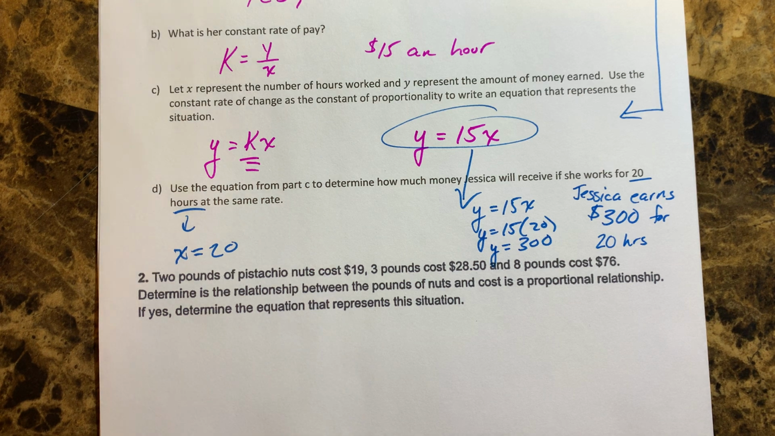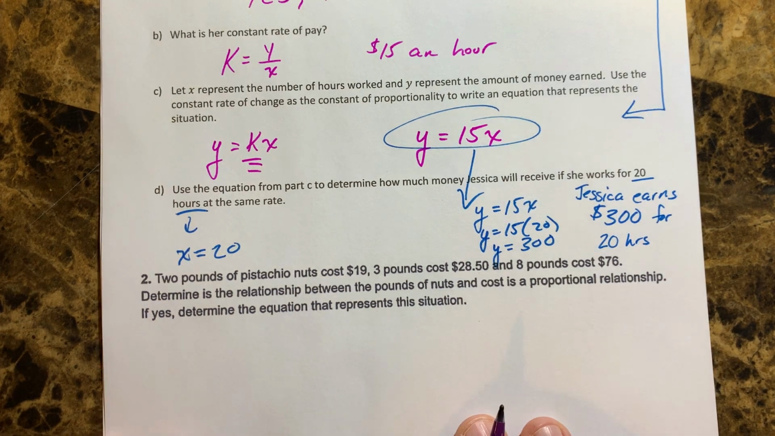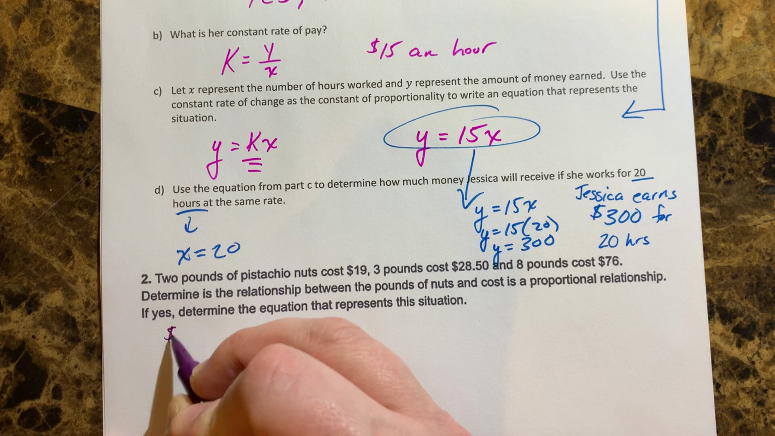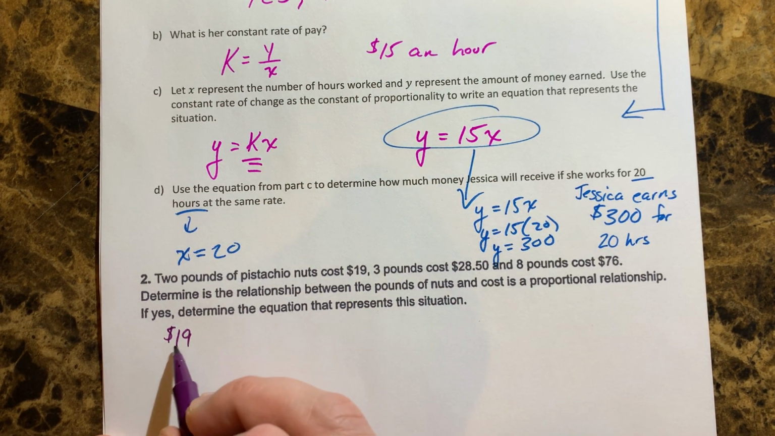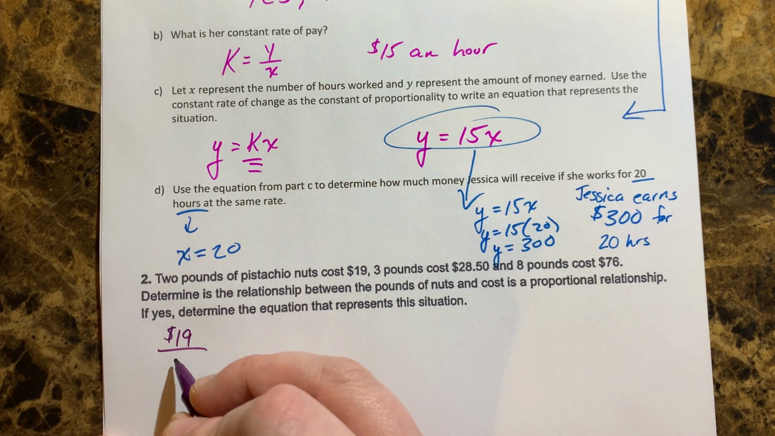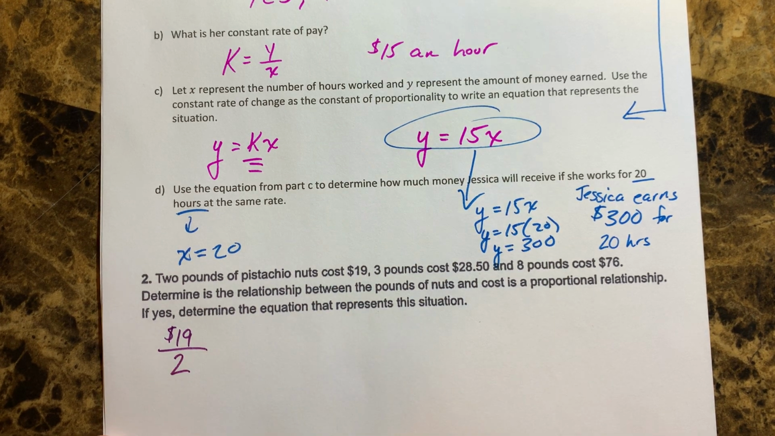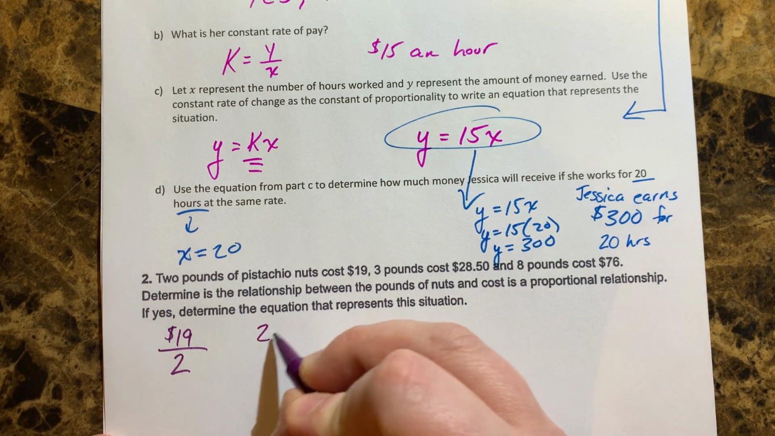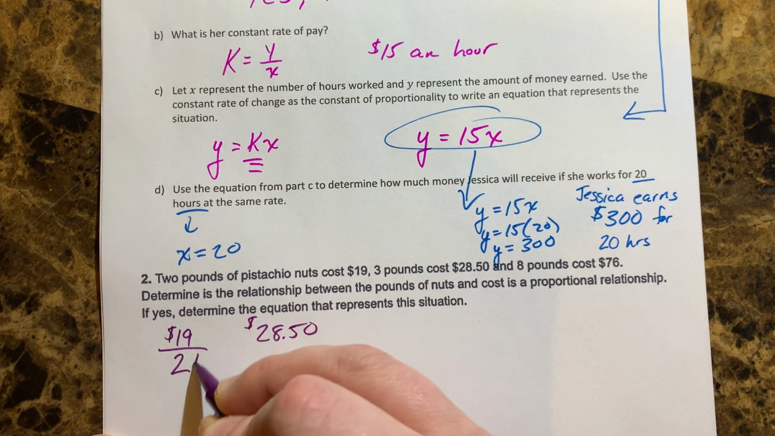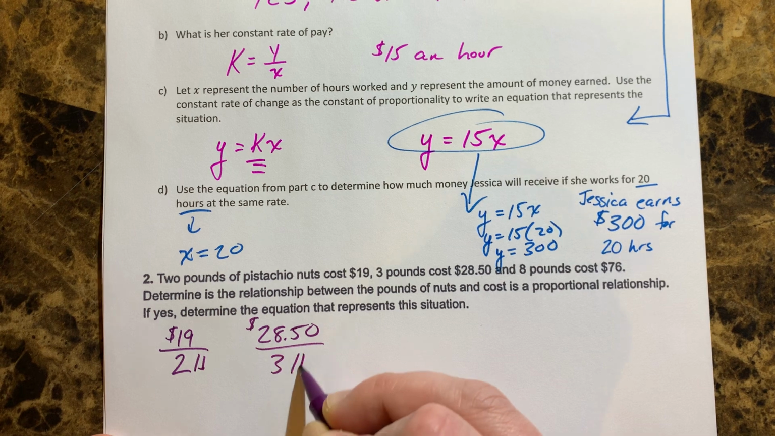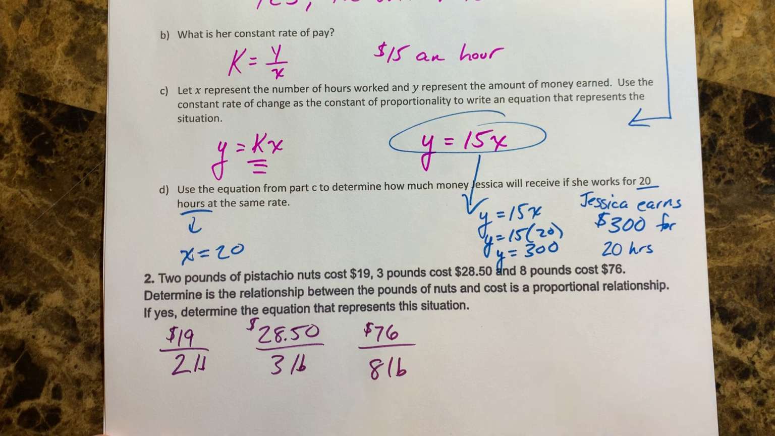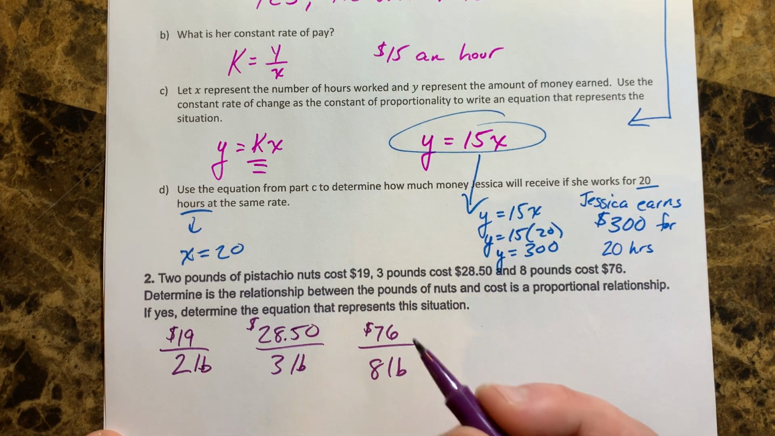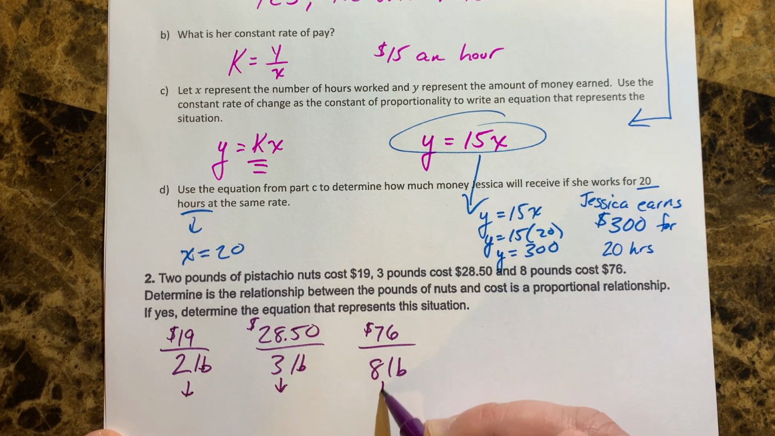So we don't know if it is similar to the problem we just completed or not yet until we find those unit rates. Those unit rates will be the amount of money, which we will be calling y if we had that in a table, divided by how much we had in pounds: in the first case $19 for 2 pounds, or $28.50 for 3 pounds, or $76 for 8 pounds. If we do all of these calculations, we will determine if they are the same or not.